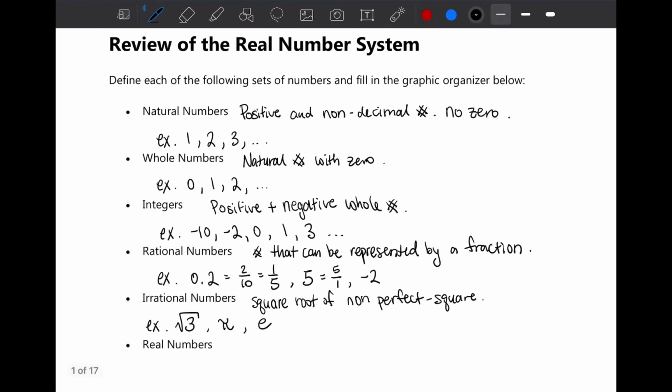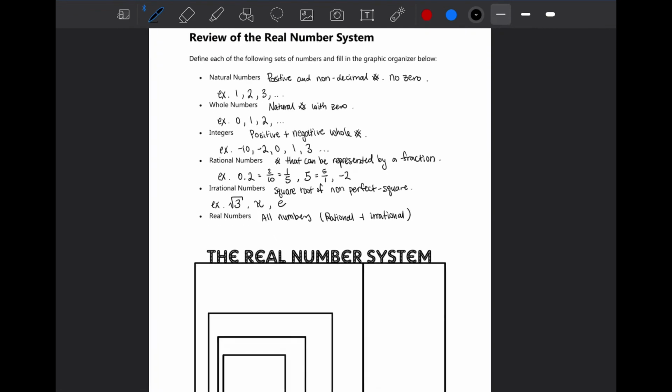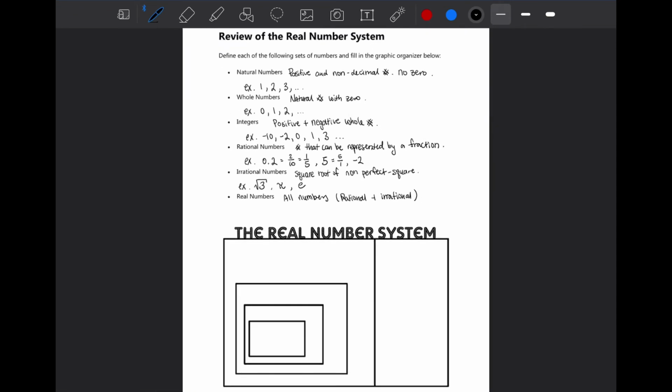Finally, real numbers. Real numbers are including basically all numbers. All numbers that you can see on the number line are real numbers. Rational and irrational numbers. Now that we have those examples, we can actually try filling this organizer.